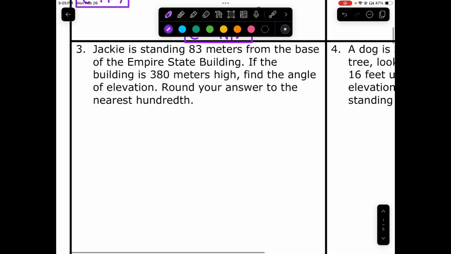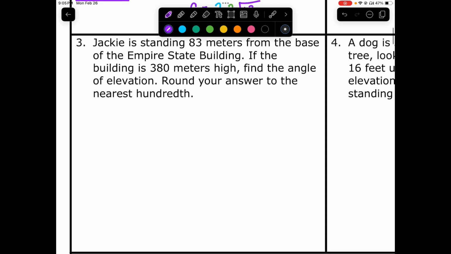Number 3. Jackie is standing 83 meters from the base of the Empire State Building. If the building is 380 meters high, find the angle of elevation. Okay, now I told you, when you're doing angle of elevation, this is the triangle you need to use. Your angle of elevation will always go there, and that's what we're trying to figure out.